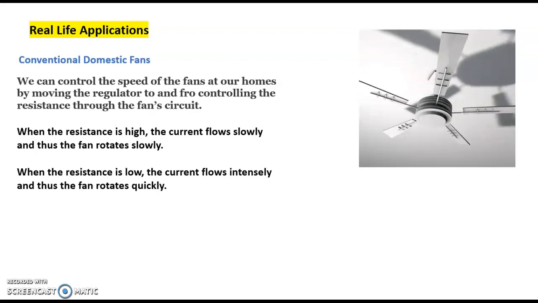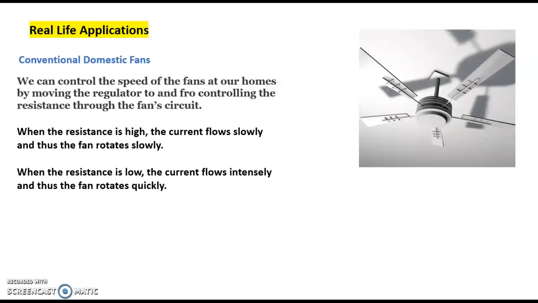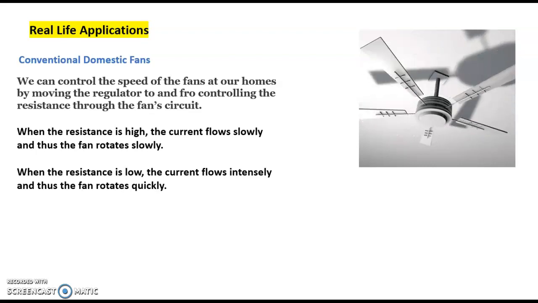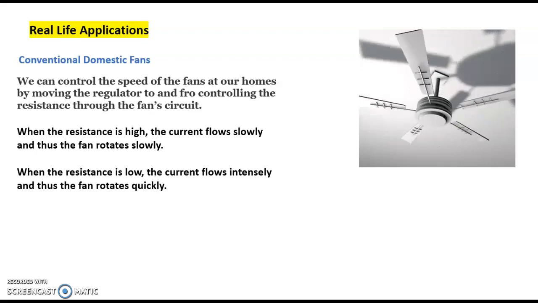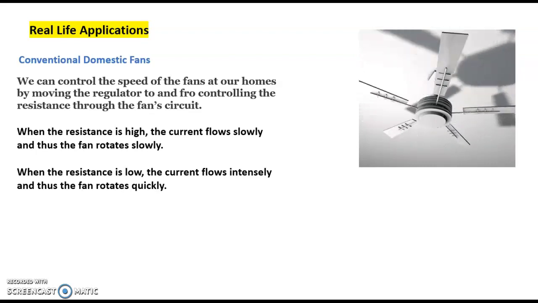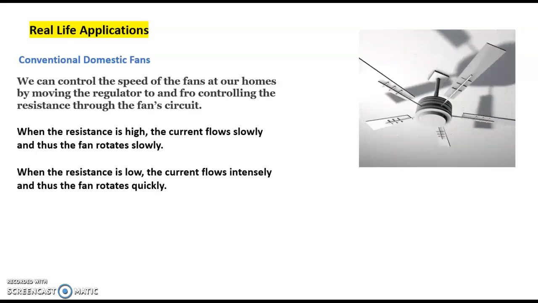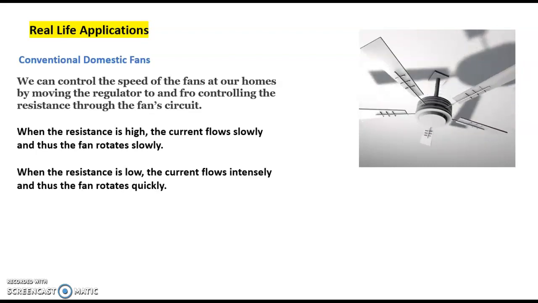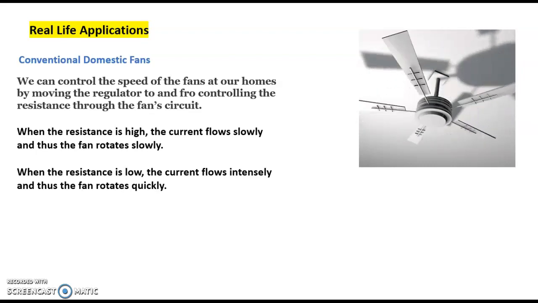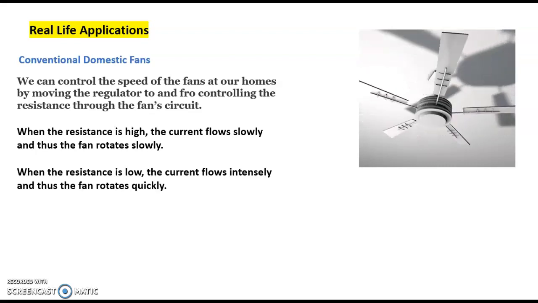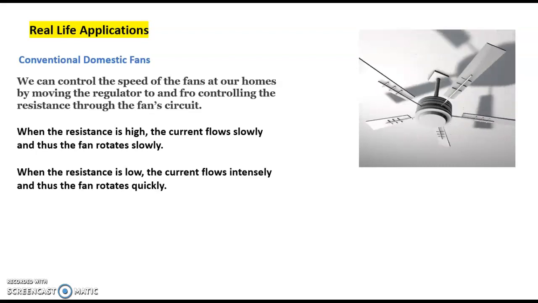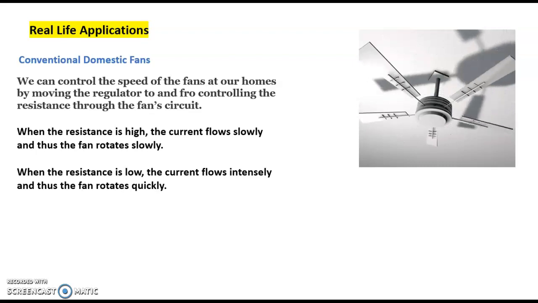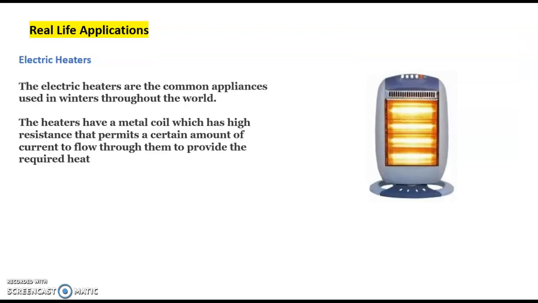So there is maybe a button or a string that we pull down in order to change the speed of the fan. By doing so, we are changing the resistance. We can change the resistance and thus take control of the amount of current flowing through the circuit connected to the fan and thus control its speed.